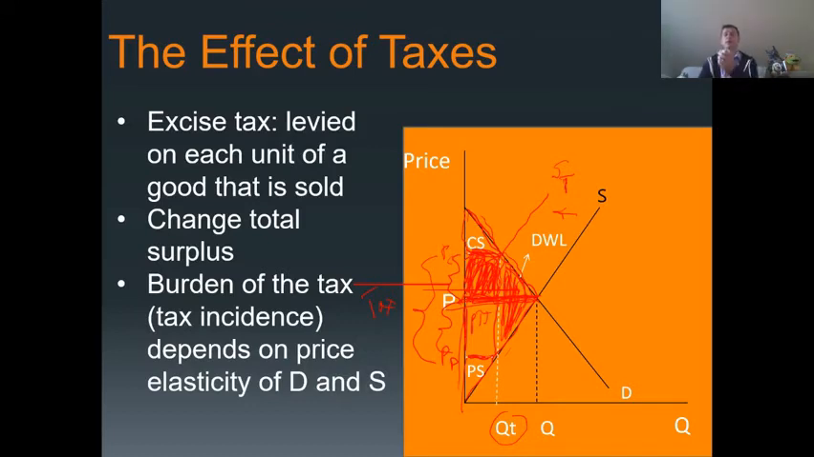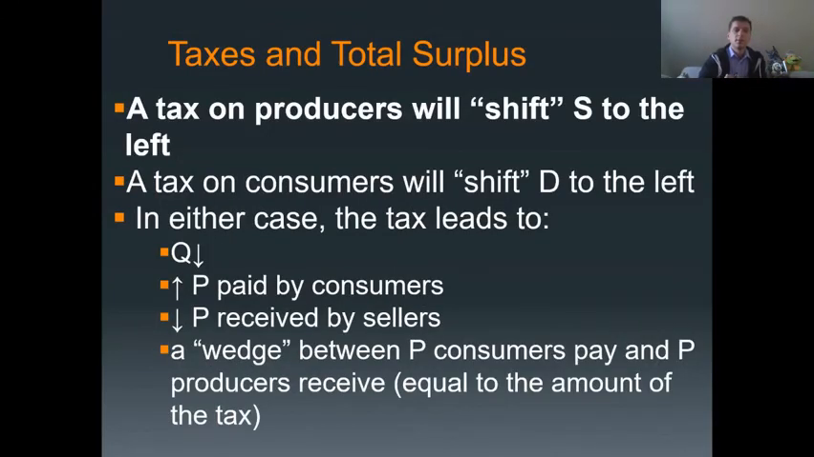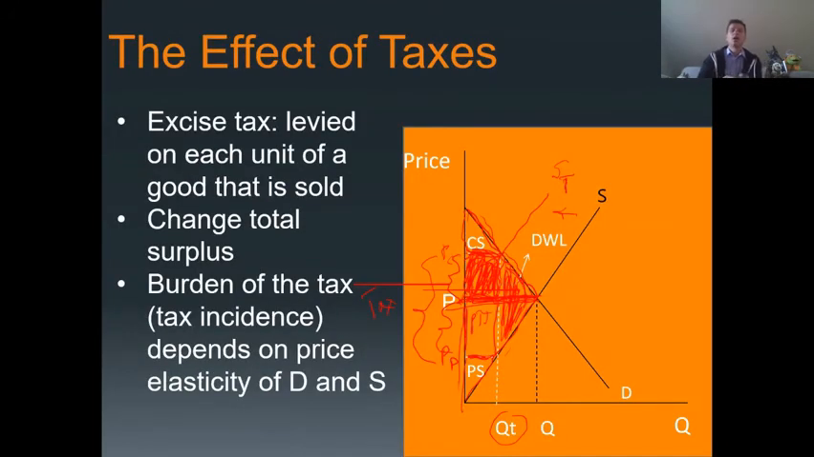If you have a perfectly inelastic demand curve, if you think about that for a second, then consumers will pay the total burden of the tax. And that makes sense because they're going to buy the same amount no matter what. So if demand is more elastic, consumers pay a greater amount. If supply is more inelastic, then suppliers pay a greater amount. So that's how you have to think of it.